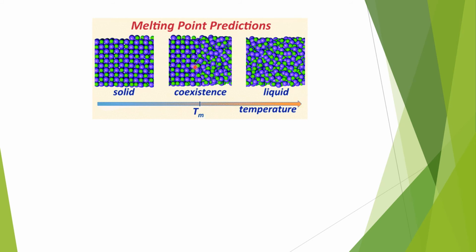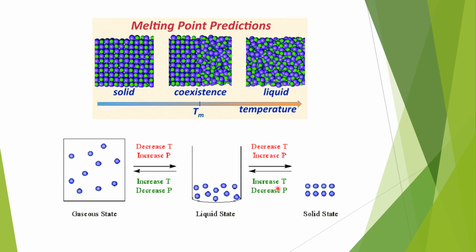Melting point prediction. This is solid state and this is liquid state, by temperature. Here solid state and then liquid state, gaseous state. From the solid state, increasing the temperature and decreasing pressure will form a liquid state, and the particles will be far away from each other. Then by increasing the temperature and decreasing pressure, the particle distance will be more and more to form the gaseous state. By decreasing temperature from the gaseous state, which means cooling, it will form liquid state, and then by decreasing temperature further, it will form a solid state.